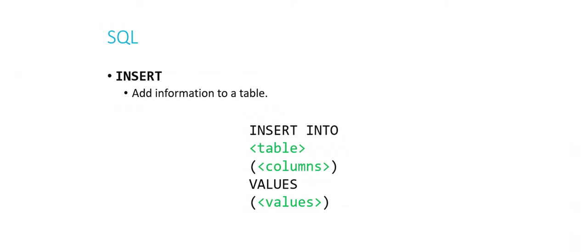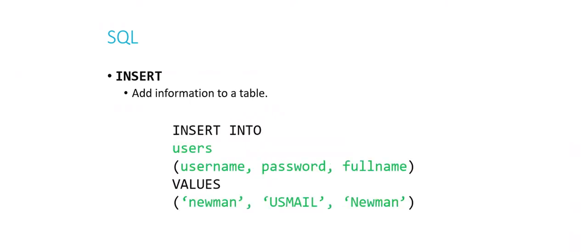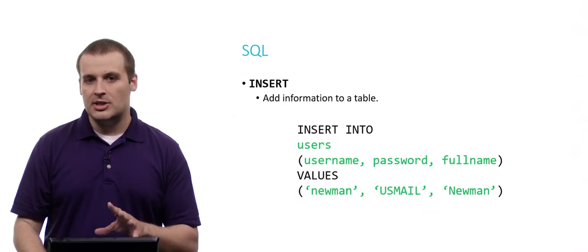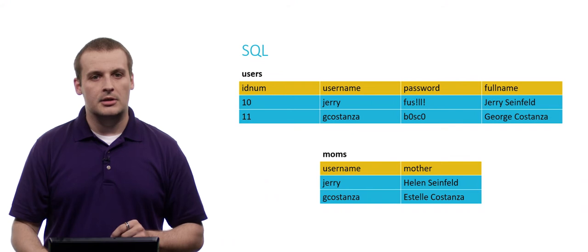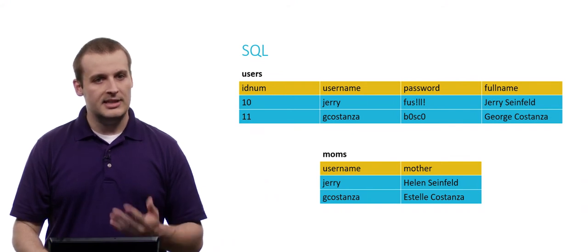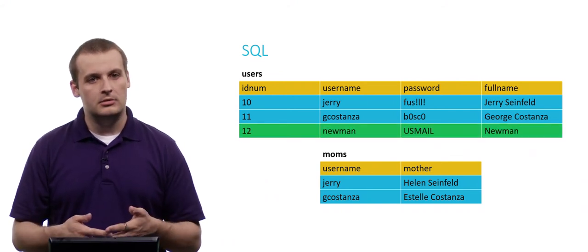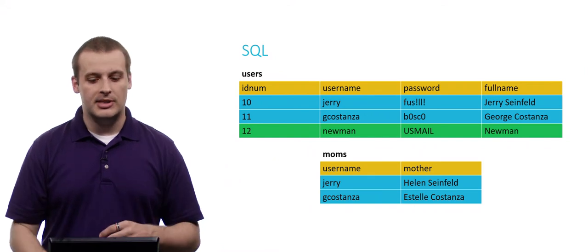in the same order. So, for example, I might want to insert into users into these 3 columns: username, password, full name, the values, respectively, Newman in lowercase, US mail, that's going to be corresponding to the password, and then capital N Newman for full name. So assuming that I execute this query on the users table shown here, what's going to happen? Well, this is what's going to happen. We're going to add this row because we inserted into the users table.